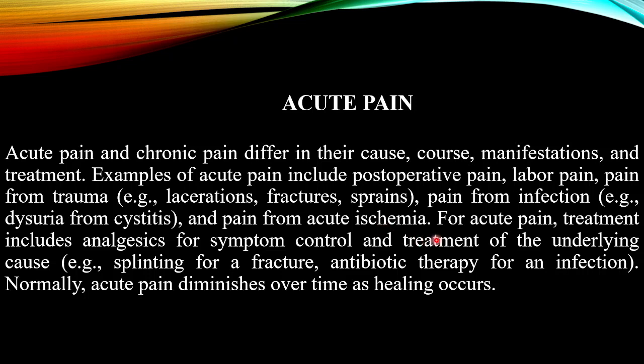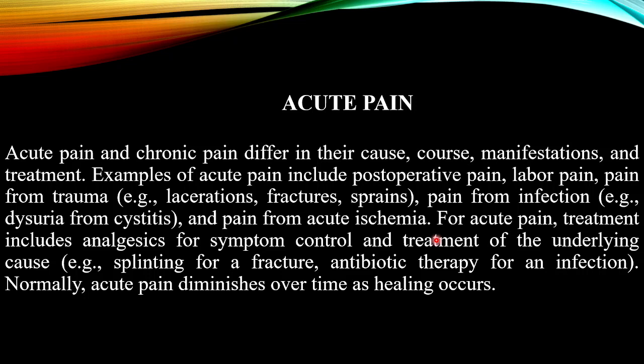So acute pain is frequently distinguished by its abrupt onset and brief duration. It frequently occurs as a direct result of tissue damage or injury. Acute pain is a defensive mechanism to alert the body to possible danger. The first alarm system is acute pain.